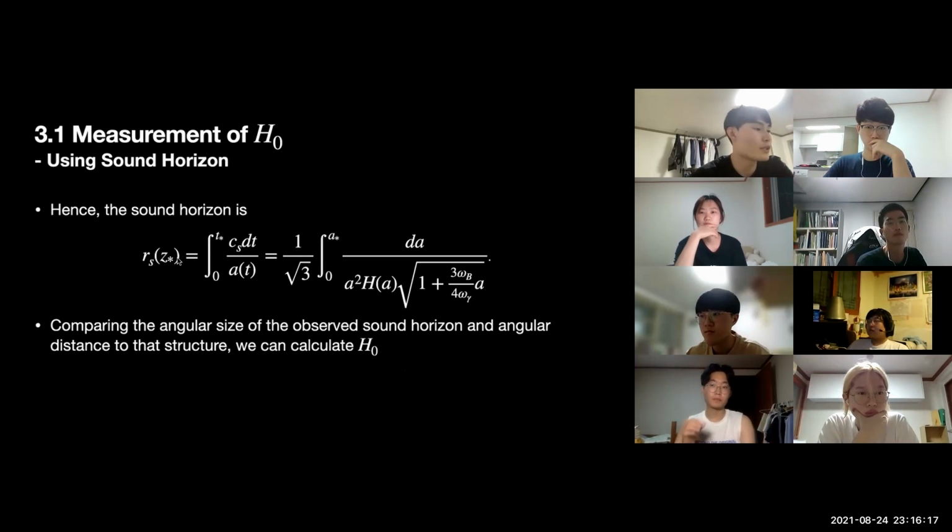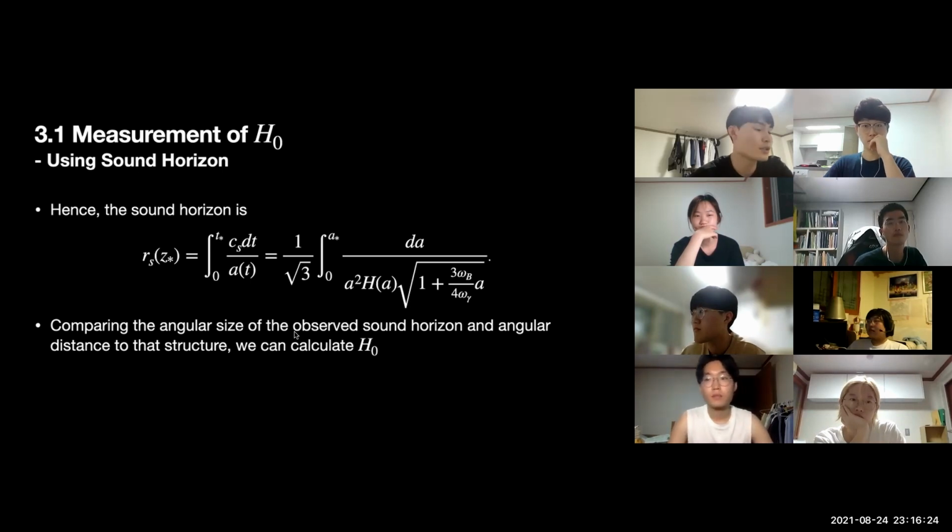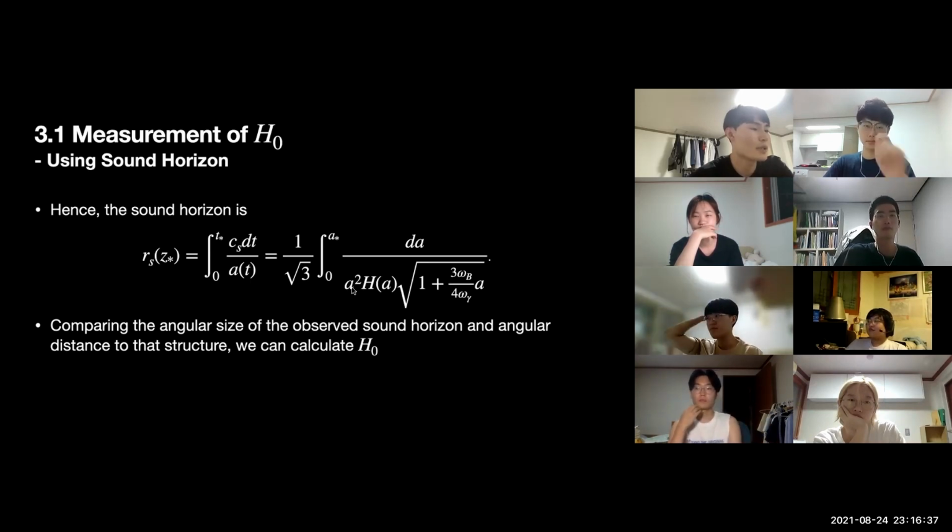With this estimated value, we can compare the angular size of a certain structure and measure the angular distance to the structures. Then we can get H0 because the sound horizon depends on the H value.